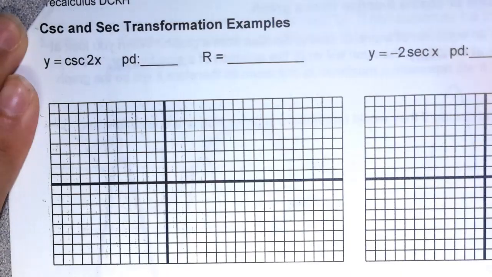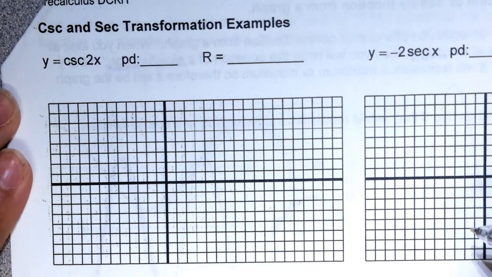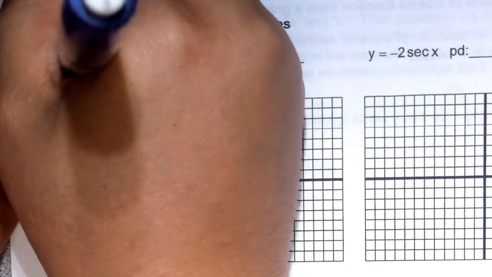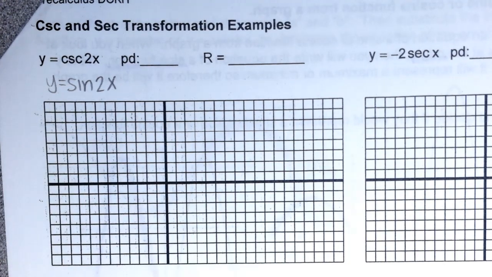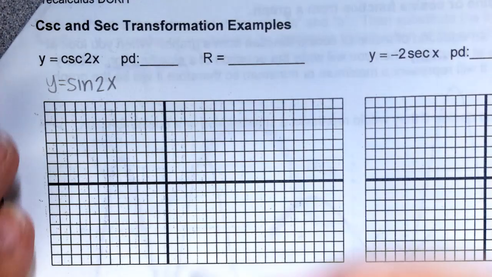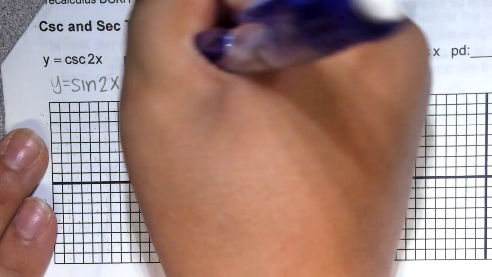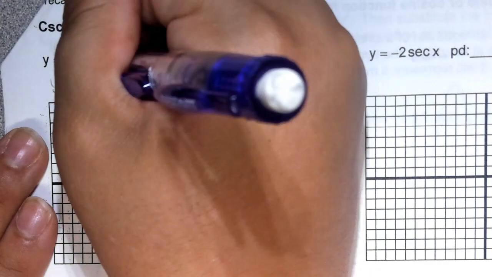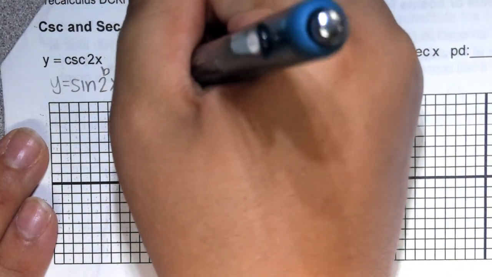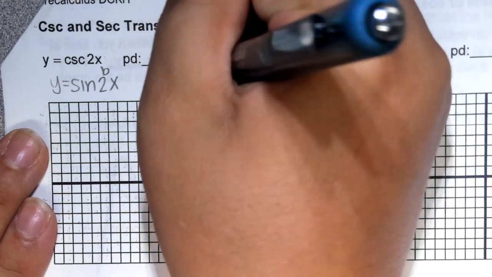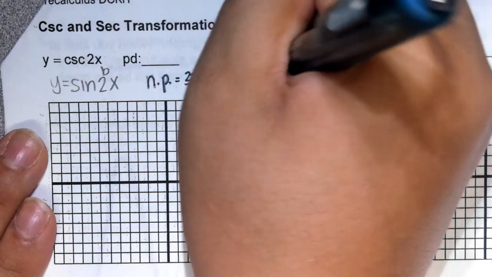All right. The cosecant of 2x. What is cosecant the reciprocal of? I want you to graph the sine of 2x. How do I graph the sine of 2x? It's been a hot minute. New period. How do we find the new period? Or why are we doing the new period? Because it's a b value. So my new period is 2 pi over b. 2 pi over 2 is pi.